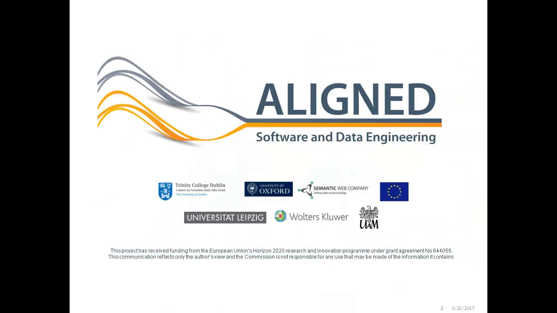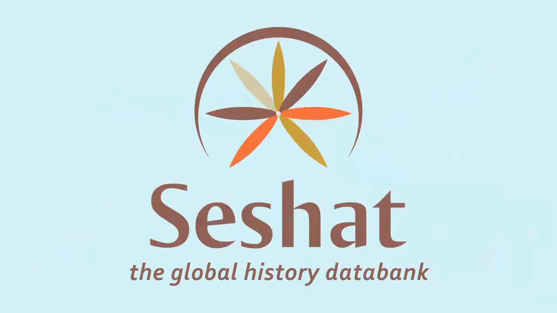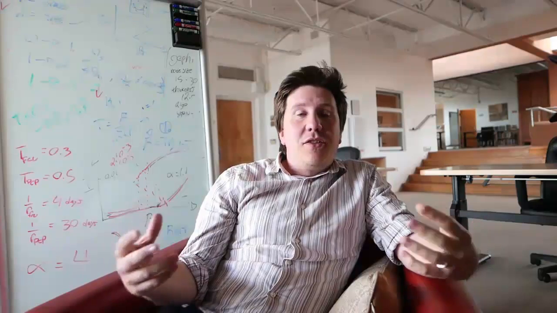The video features work from Align partners Trinity College Dublin, Oxford University, University of Leipzig, AMU Poznan, and the Semantic Web Company. Seshat is a large-scale historical database. Its purpose is to be able to see the macro patterns that characterize historical processes.